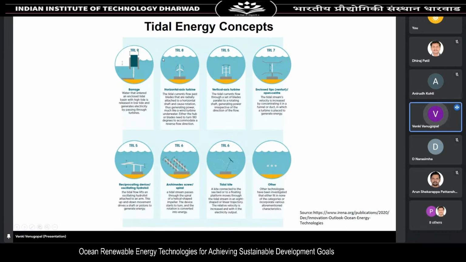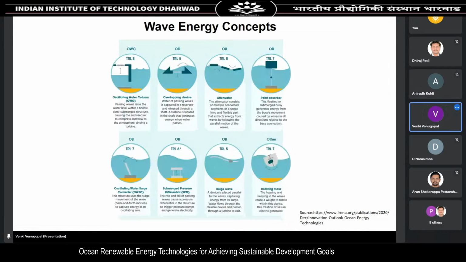You may be wondering, what is TRL? TRL is a technology readiness level. So the lower the technology TRL number, that indicates this is still in the experimental small scale studies. And the higher number, 9 or 8 or 7, indicates they have mature technology.